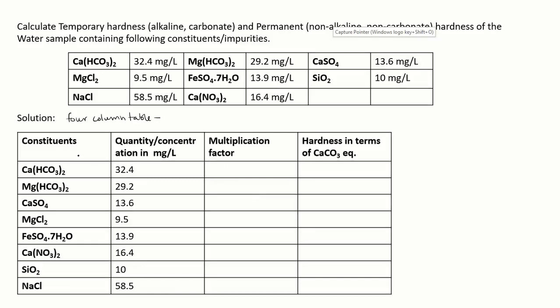So let us try to solve this. For solving this, you should know the molecular weight of each constituent. Atomic weights will be given to you, and you have to calculate the molecular weights. Calcium bicarbonate contains calcium, 2 hydrogen, 2 carbon, 6 oxygen. Everything comes around 162. This is how you calculate the molecular weight of a constituent. Similarly, you have to calculate for all.